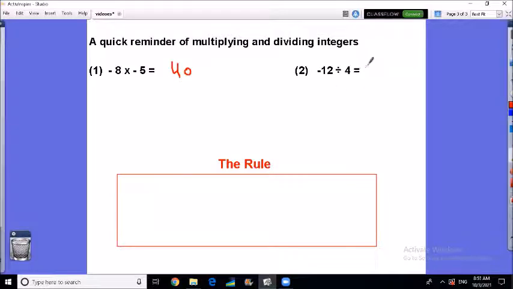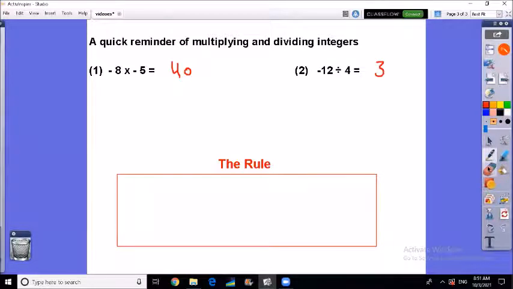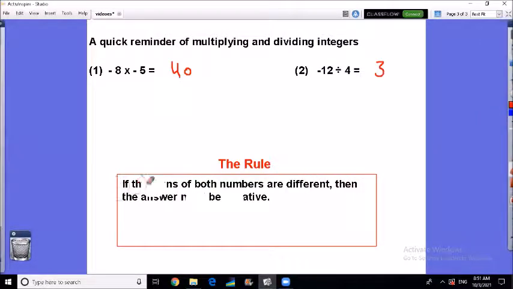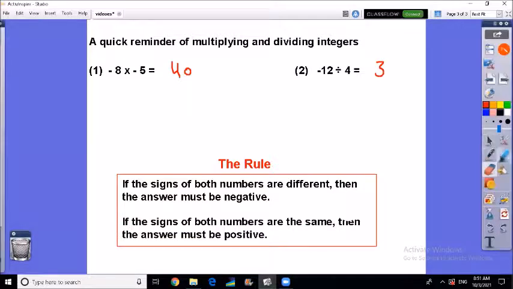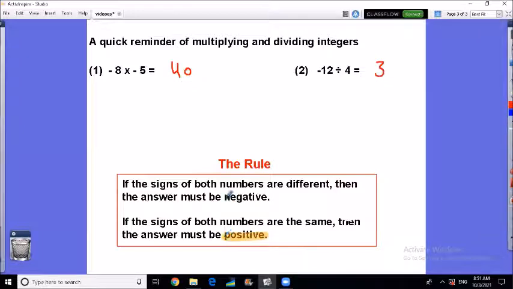12 divided by 4. Oh, 3. But what about the signs, mister? Okay, here is the rule for the signs. Look at this. Let's read it together. If the signs of both numbers are different, then the answer must be negative. And if the signs are the same, then the answer must be positive. Here you go. Positive.